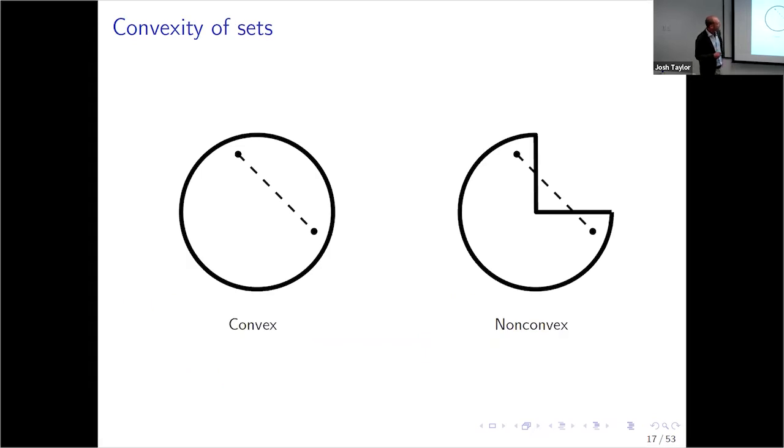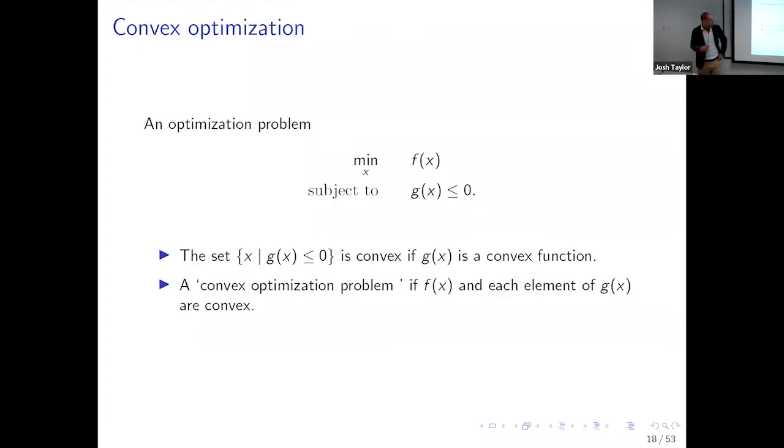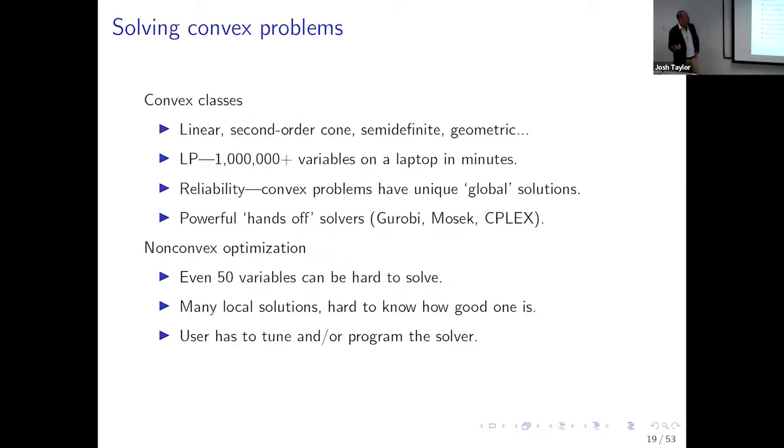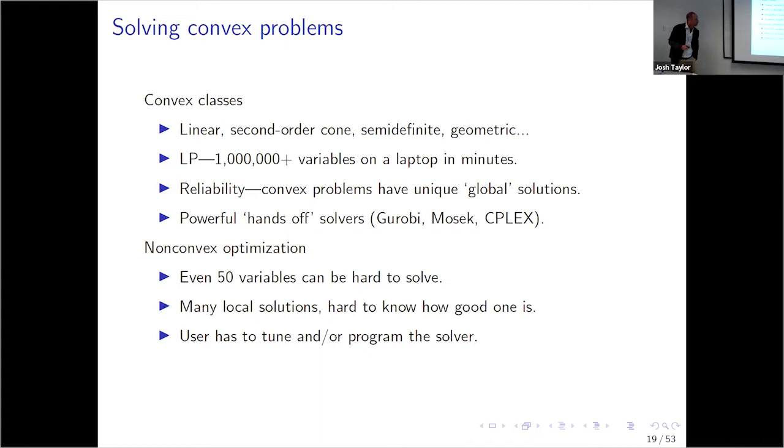Similarly for sets, this is a convex set, this is a non-convex set because we can find 2 points where the line between them exits the set. Everybody comfortable with these ideas? And so if our objective and all the constraints are convex functions, then we have a convex optimization problem, and that unlocks a lot of very powerful tools. The big 4, I'd say, are linear, second-order cone, semi-definite and geometric programming.